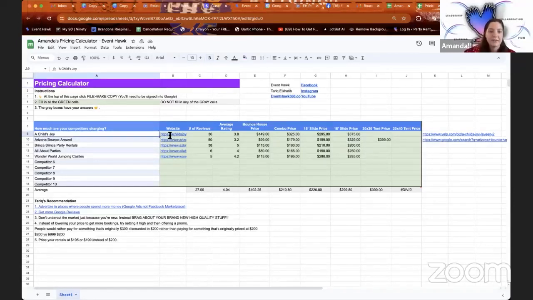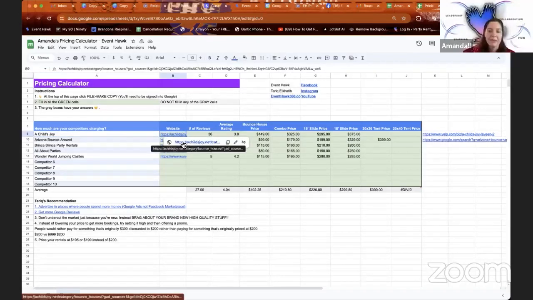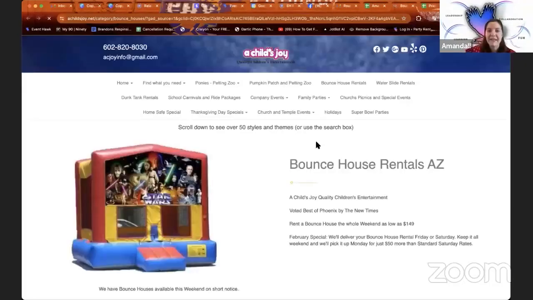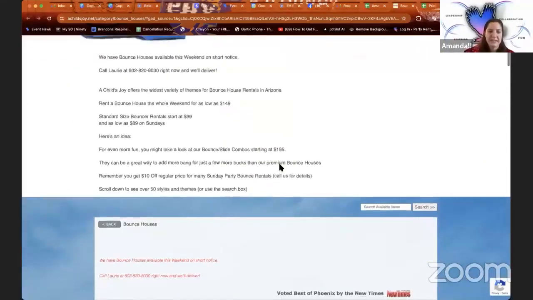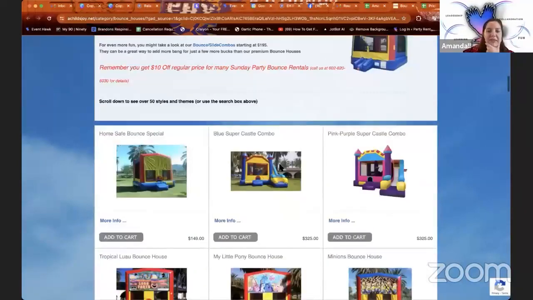So what I did was I went to their websites and I wanted to check out exactly what it was that they were offering. So I looked up bounce house rentals near me, and then who knows if that's exactly what they offer. So this was the first one, A Child's Joy. Okay. And already I'm looking at all the different things. I'm thinking, exactly where are they renting, right?